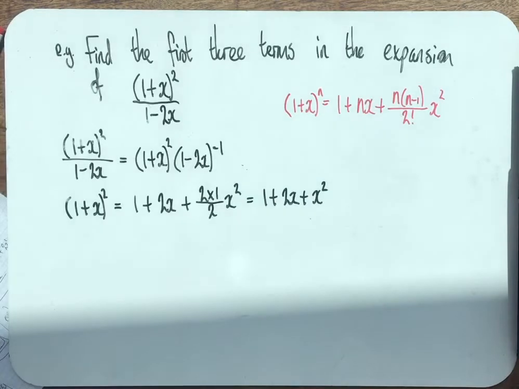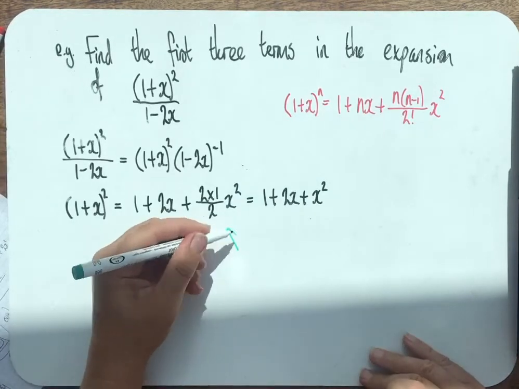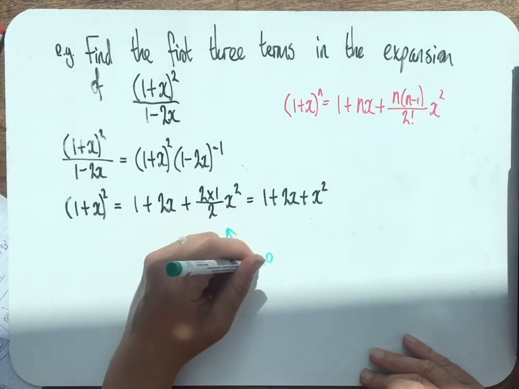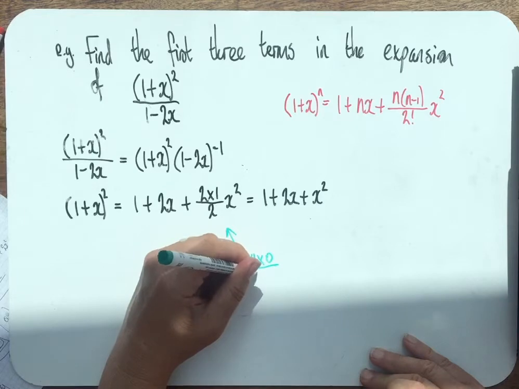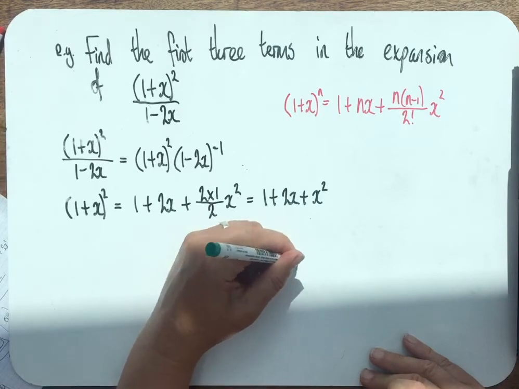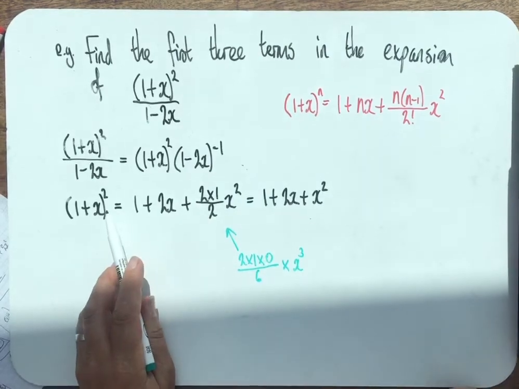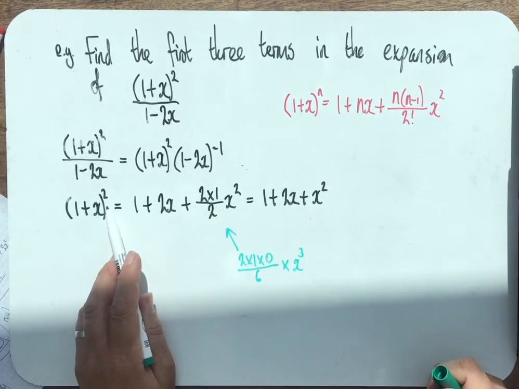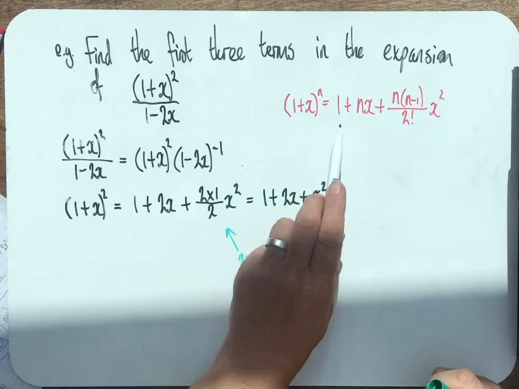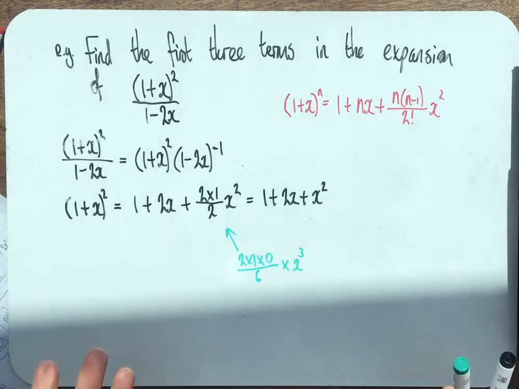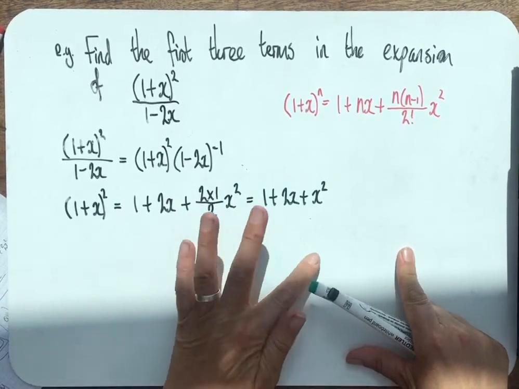If you tried to find the next term of this one, just out of interest's sake, you would do n minus 1, n minus 2 over 3 factorial x cubed, and you'll introduce this 0. So when you've got positive powers of n, this expansion here still works, but it will terminate because you'll end up timesing by 0. So I thought you might like to see that.